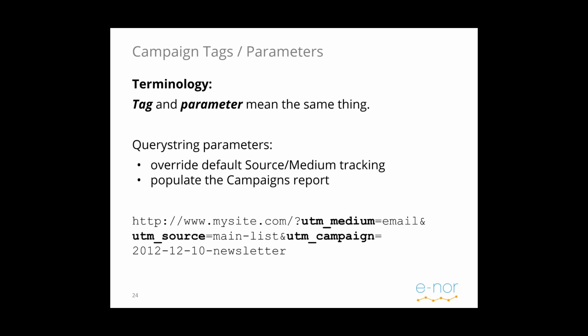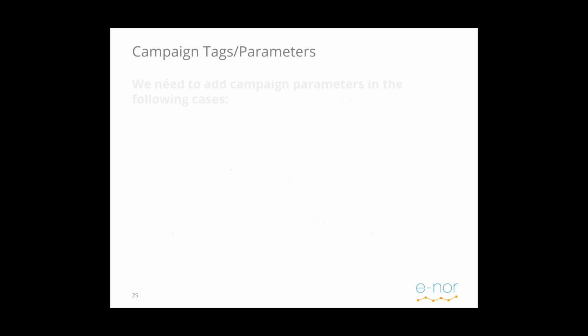We are going to tell Google Analytics, you don't have to do any interpretation. I'm telling you what the medium value is. I'm telling you what the source value is. And in addition to that, I'm providing one more piece of information, campaign, as an additional parameter. And that additional UTM campaign will populate the campaigns report.